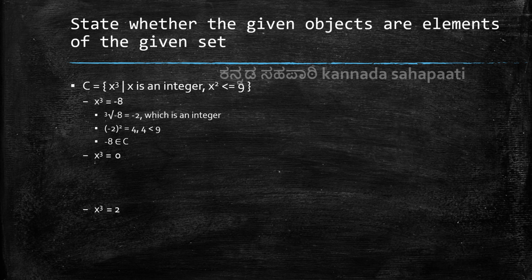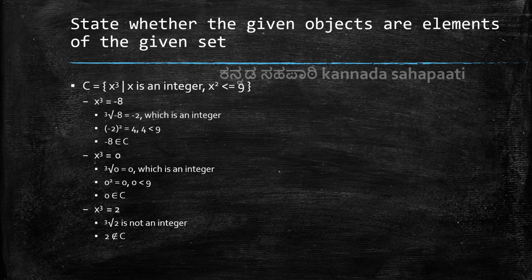So x square is less than or equal to 9. So minus 2 the whole square is equal to 4, and 4 is less than 9. So therefore minus 8 belongs to C. X cube is equal to 0. So the cube root of 0 is 0 and 0 square is 0, which is less than 9. Therefore 0 belongs to C.